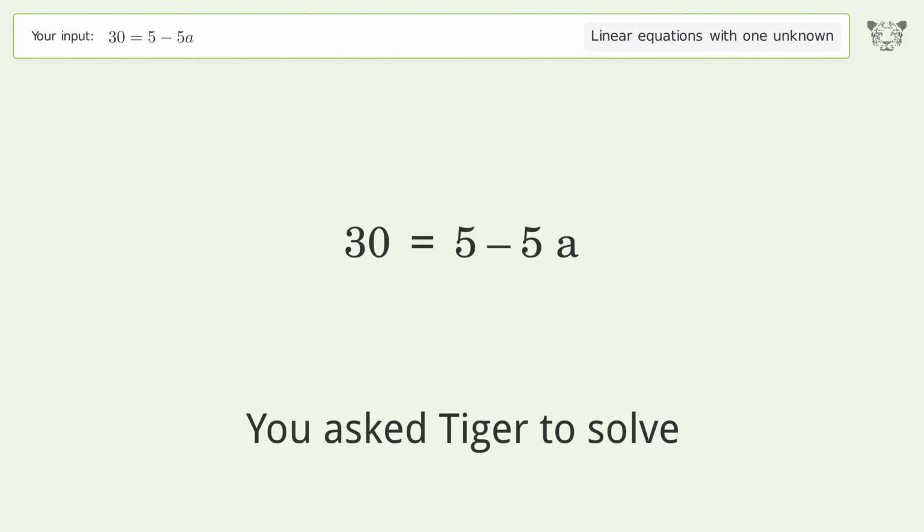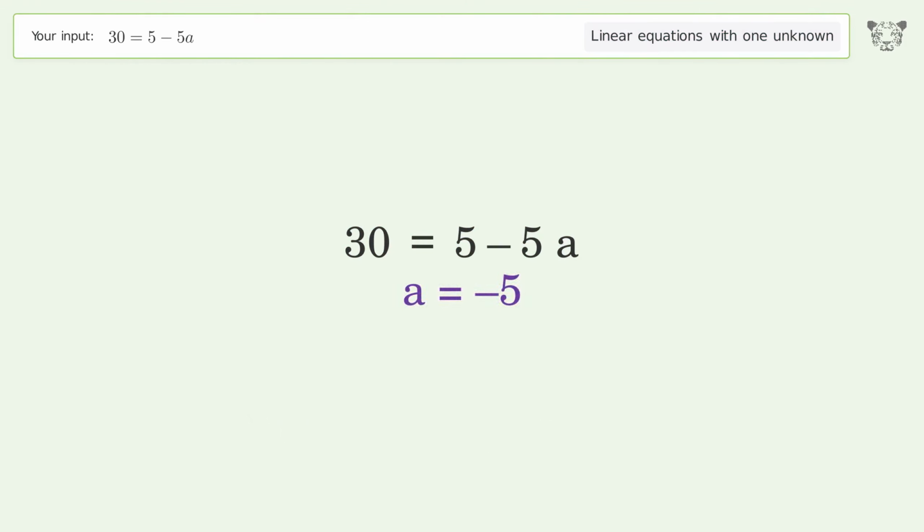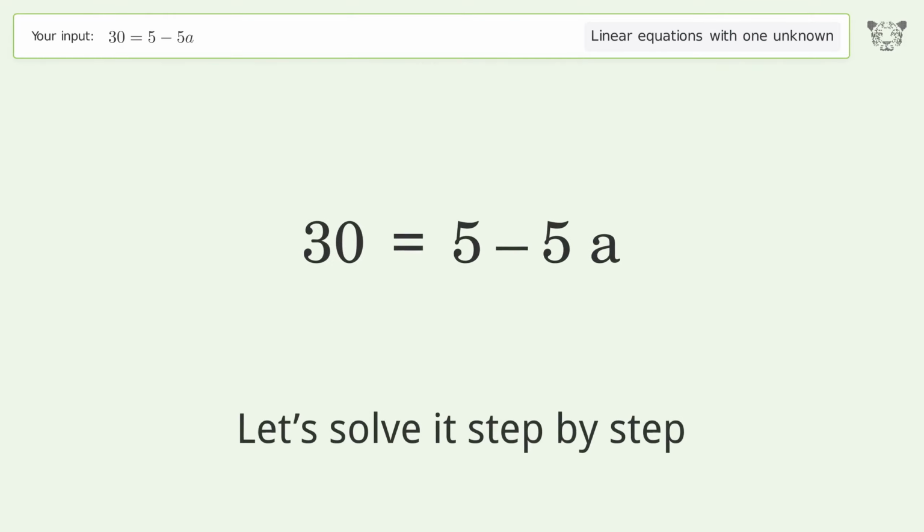You asked Tiger to solve this. It deals with linear equations with one unknown. The final result is a equals -5. Let's solve it step by step.